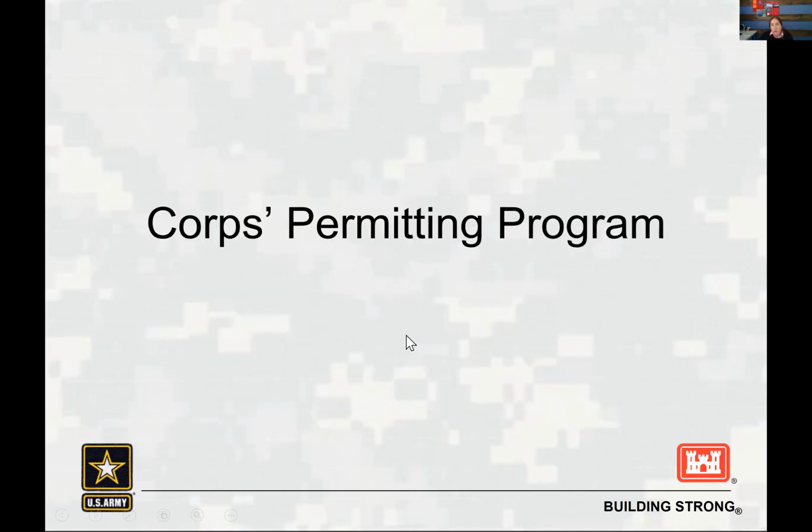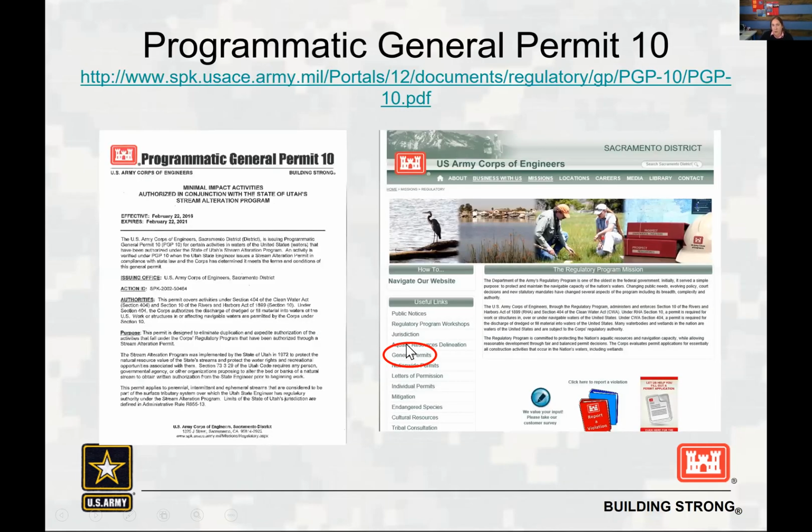So when it comes to the Corps permitting process, right now we're going to focus mainly on the Programmatic General Permit number 10. And this came up from an application from the Wild Utah Project that came in for temporary sediment catchments. It was a restoration project. So Janice from Wild Utah Project came over, and she wanted to submit an application, and we started talking about the requirements of the Corps permitting process.